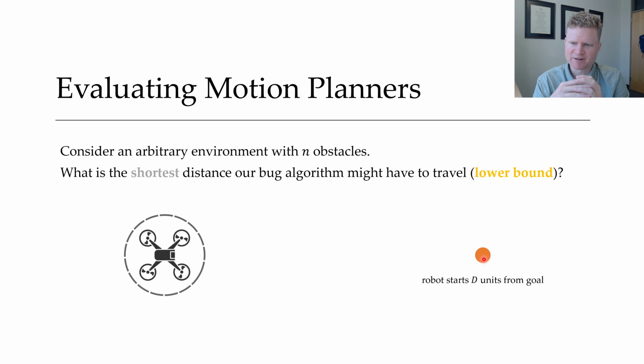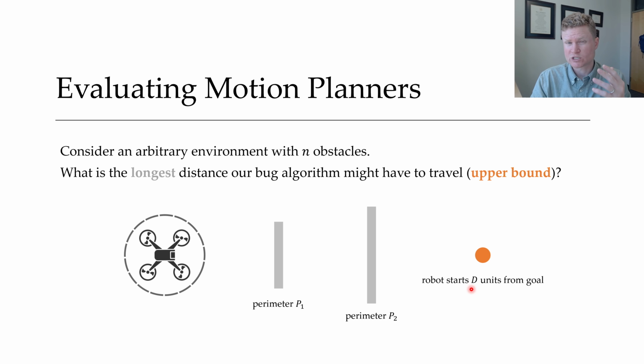Maybe pause the video, think about it. I mean, to me, it seems like the best case is just there's no obstacles in the way, right? And I can just go directly from where I am right now to the goal. So the shortest distance I might have to travel is D units, assuming that the goal is originally D units from my start position. So that's going to be a lower bound. That's the best possible case I can have. What about the worst case?